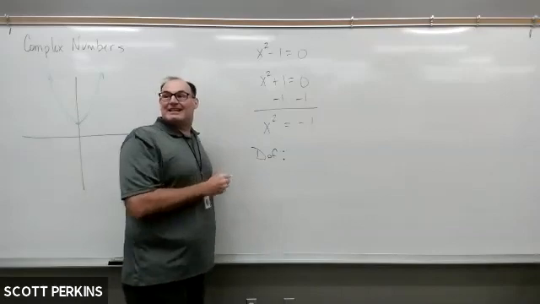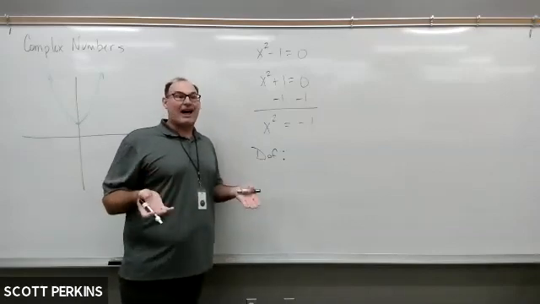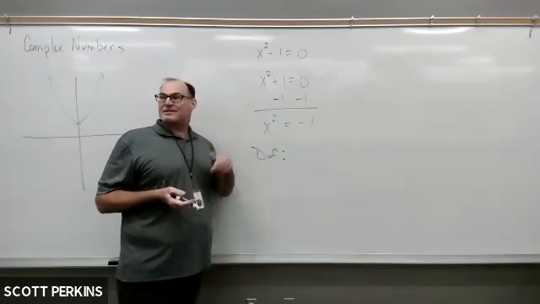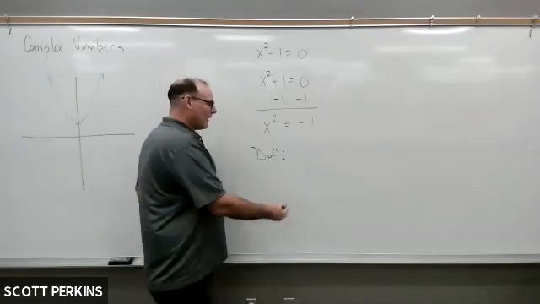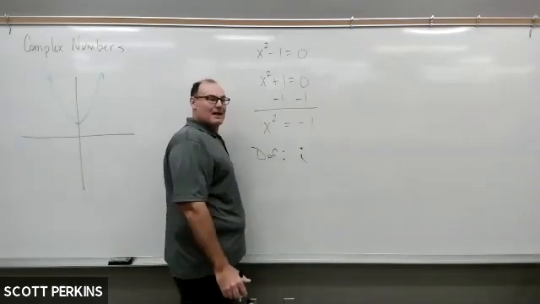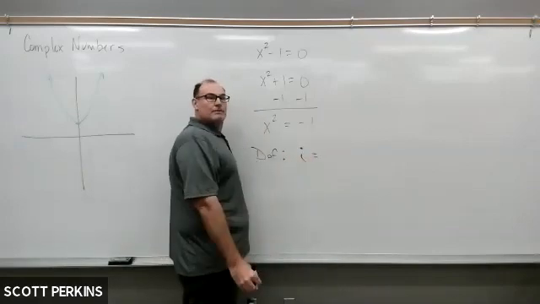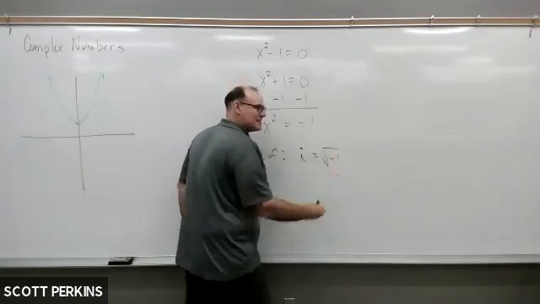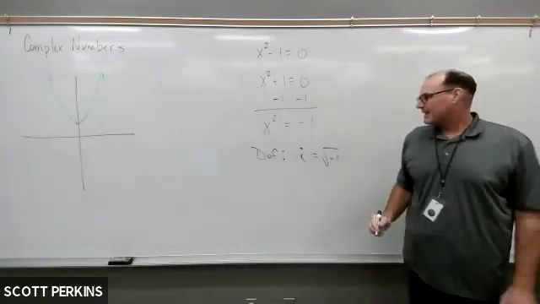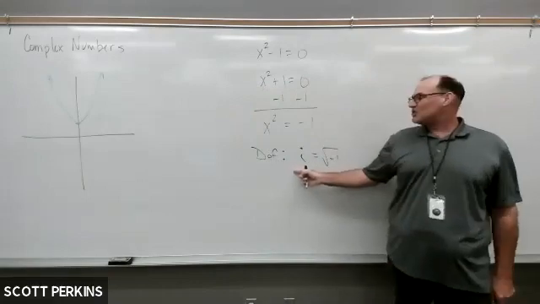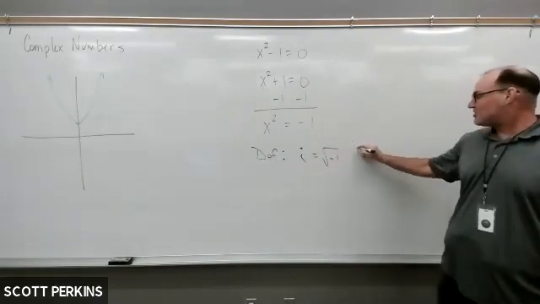The definition is this. I'm going to define a number that solves this equation, and I'm going to call it i. And i is equal to the square root of -1. And this is the definition of what's called, i is called the imaginary unit.